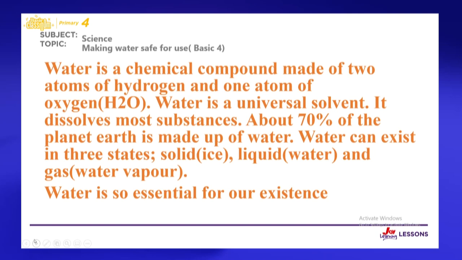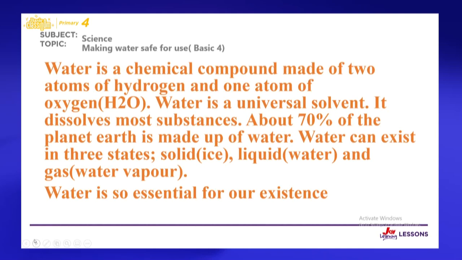Now, when we talk of water, water is a chemical compound made up of two atoms of hydrogen and one atom of oxygen. We have about 118 elements that form the universe, our earth. Water has two of those elements, hydrogen and oxygen. These two gases come together to form a liquid substance called what? Water. And water is a universal solvent.